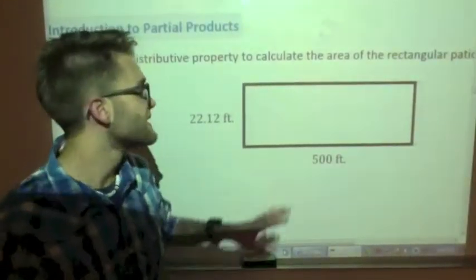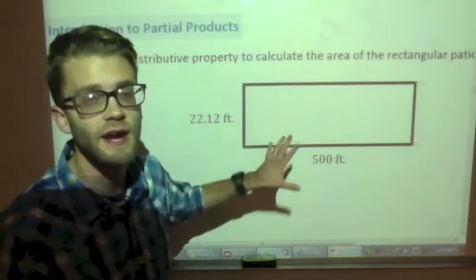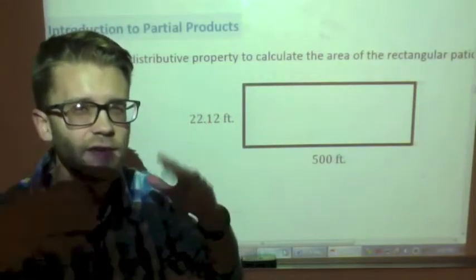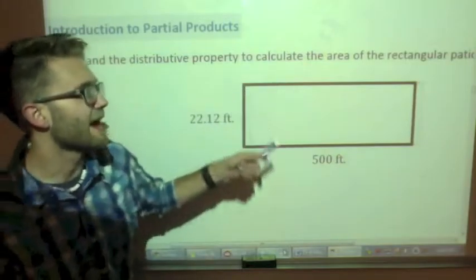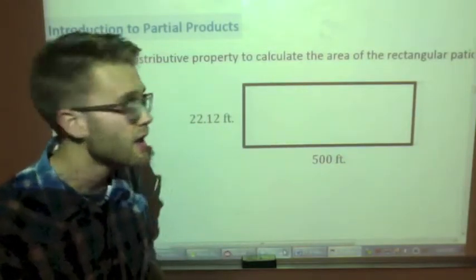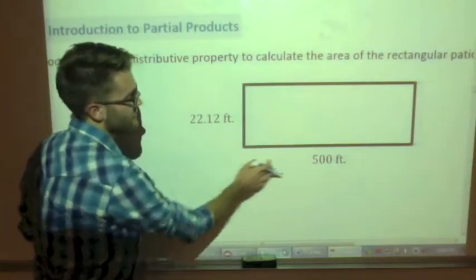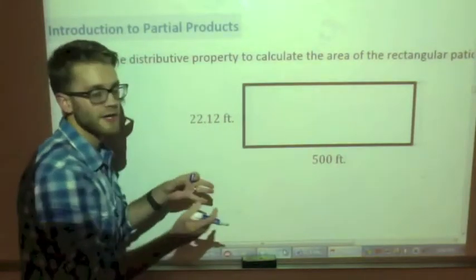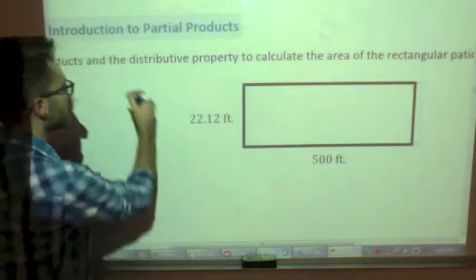Let me just help you see what's happening visually in this example with partial products. This is a great example, I think, for us to understand how this works. In this problem, it's wanting you to find out the area of a patio. With this one, I'm just going to help you set up the problem. So we have 500 times 22.12, because the way you find area is length times height. So this is our problem right here.